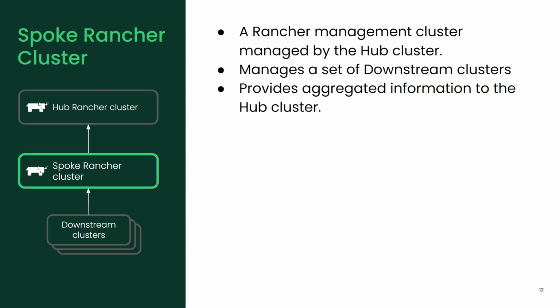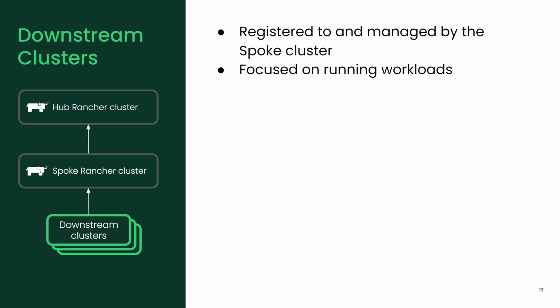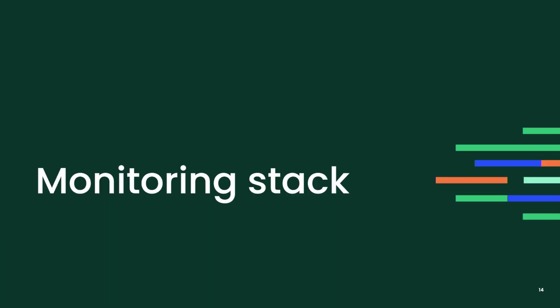Moving on to the spoke Rancher cluster. This is a standard Rancher management cluster managing the downstream clusters, and it provides aggregated information to the hub Rancher cluster. Finally, downstream clusters are mostly focused on running the workloads. They don't run any heavy monitoring stack, and they are registered and managed by the spoke clusters.